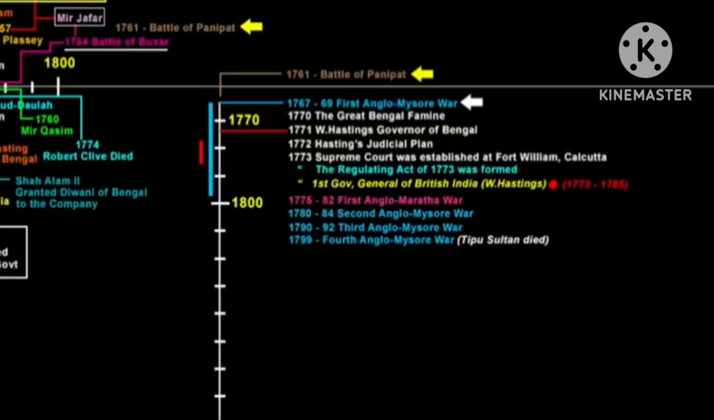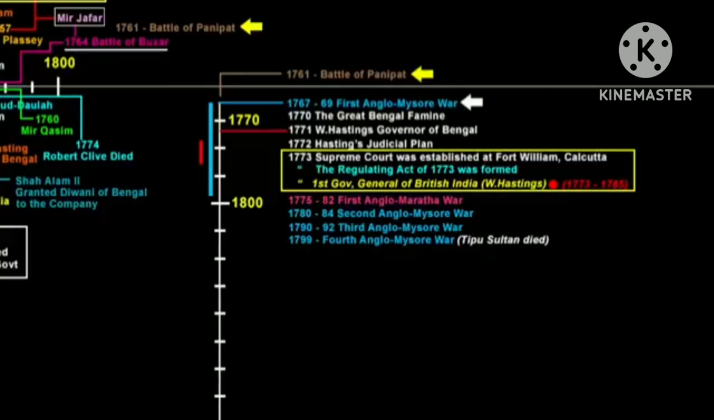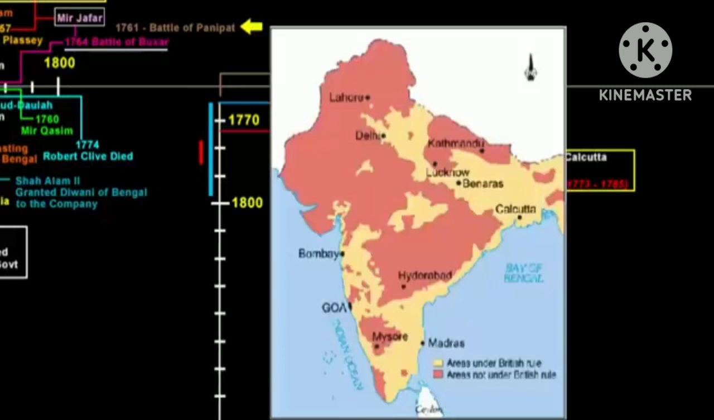1775 was also the time when the company had acquired enough power in India. They even rolled out many administrative policies. By this time, the first Governor General position was created. Then the first Supreme Court was established. This all tells us that by 1775, the company had expanded its rule in many regions of India.